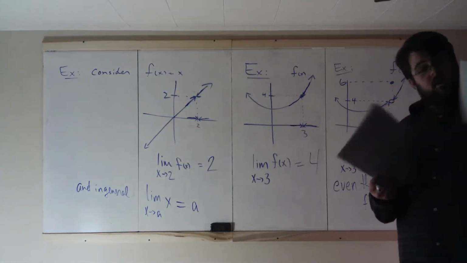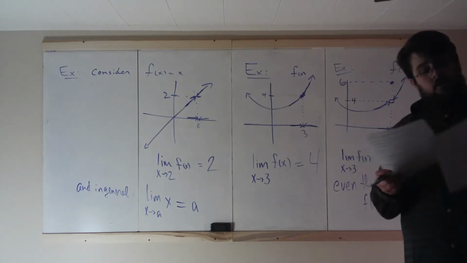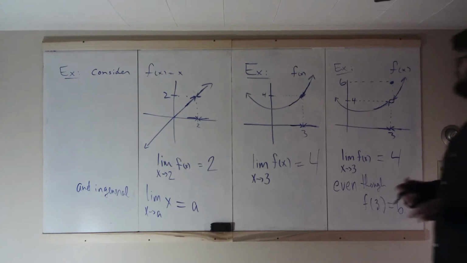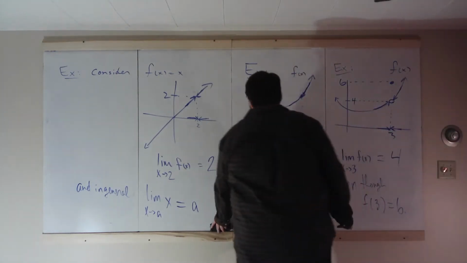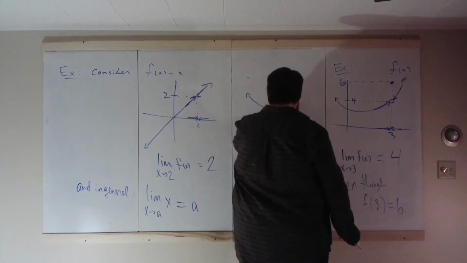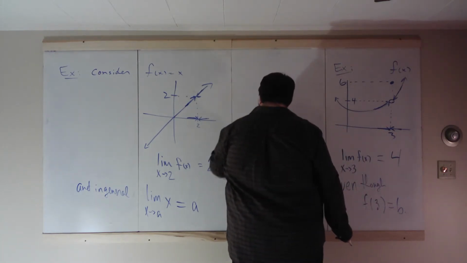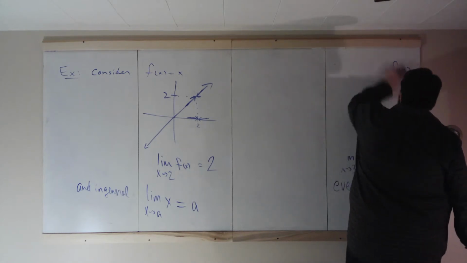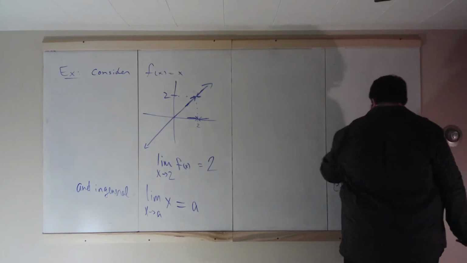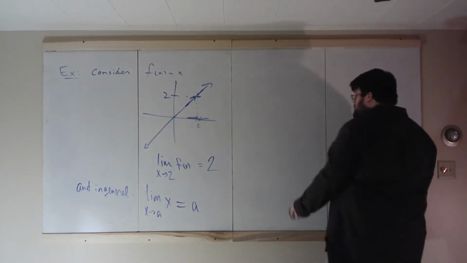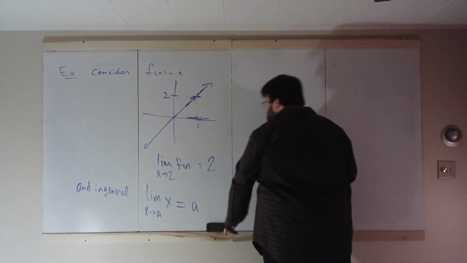Let's look at two more examples. How about a horizontal line? Horizontal lines are functions because they satisfy the vertical line test. Vertical lines are not functions because they don't.